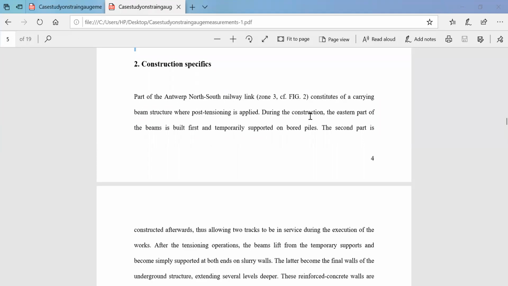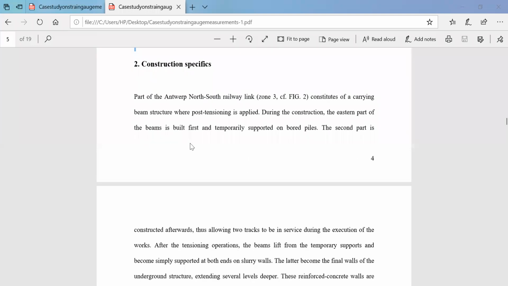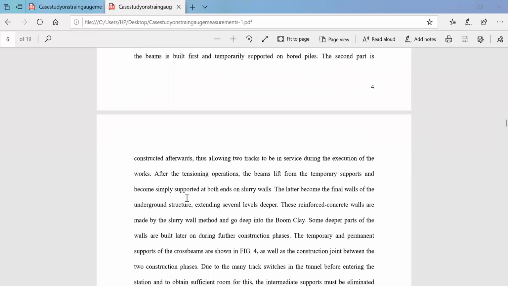During the construction, the eastern part of the beam was built first and temporarily supported by bored piles. The eastern part of the beams was first constructed and supported using the bored piles. Next, the second part was constructed after allowing the 2 tracks to be in service during the execution of the work. This is how they bifurcated the construction, so that it could withstand the load with the least amount of tension on the roof of the tunnel. Hence they divided it into a first part and a second part of construction.